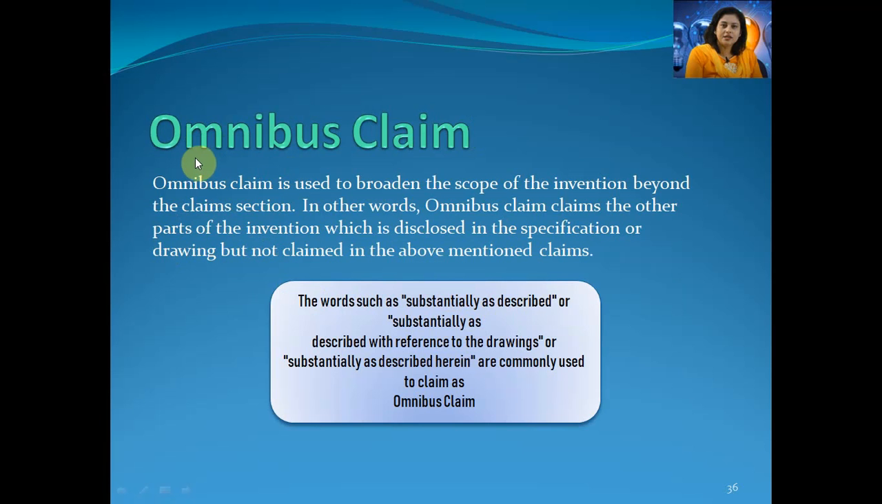Next comes omnibus claim. Omnibus claim is used to broaden the scope of the invention beyond the claim section. In other words, omnibus claim claims the other parts of the invention which is disclosed in the specification or drawing but not claimed in the above mentioned claims. The words such as substantially as described or substantially as described with reference to the drawings or substantially as described herein are commonly used to claim as omnibus claim.